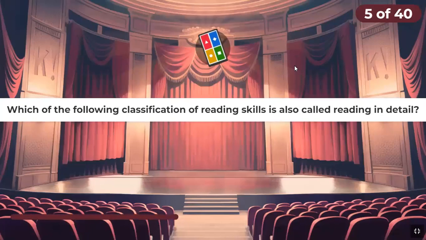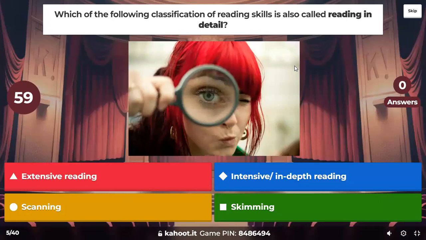Okay, no problem. Now, which of the following classification of reading skills is also called reading in detail? So reading in detail could be referred to as what? Is it extensive reading, intensive, in-depth, narrow, scanning, or skimming? Now we're talking about reading in detail, which is detailed reading. And the picture can help you.